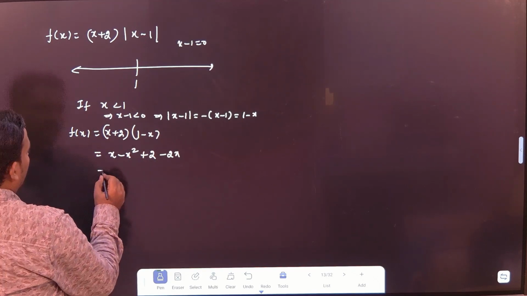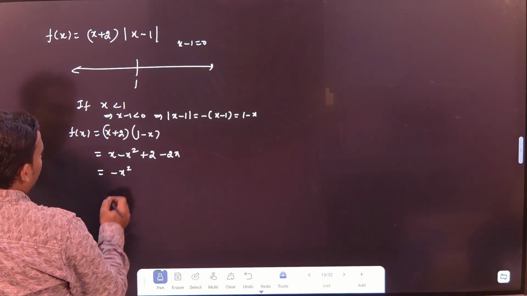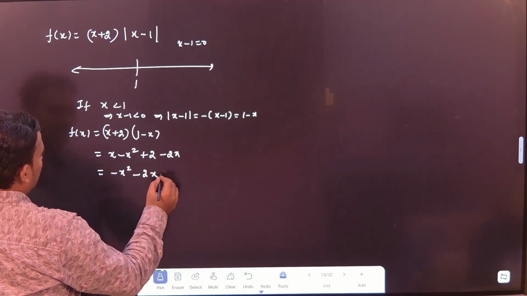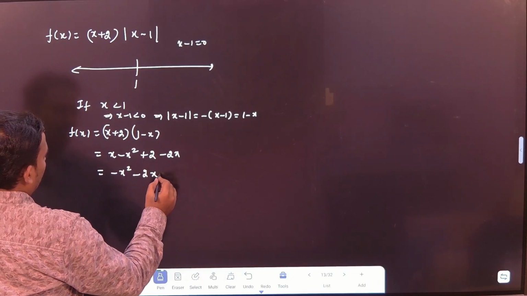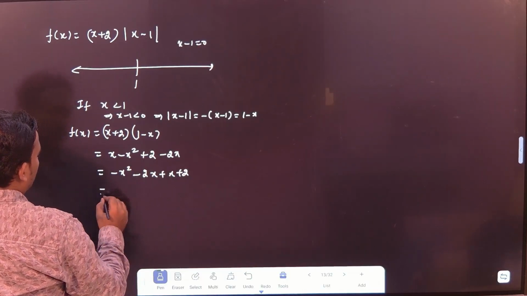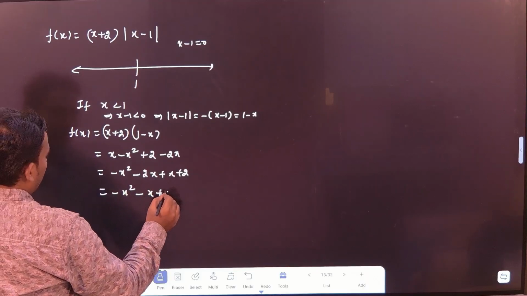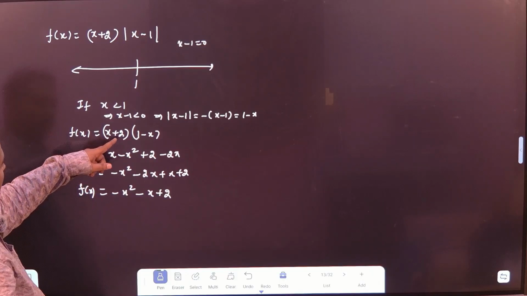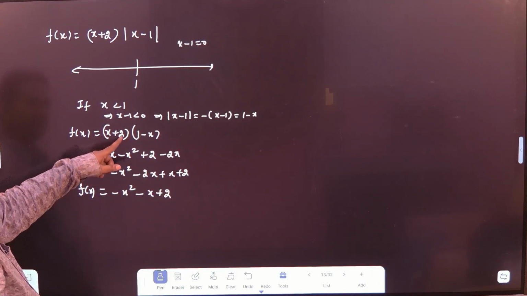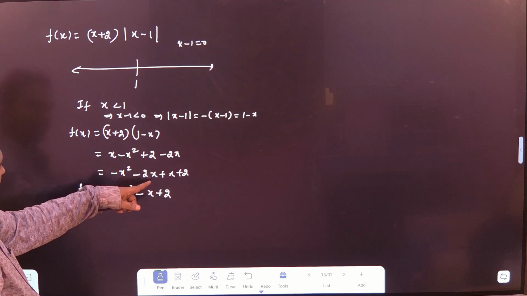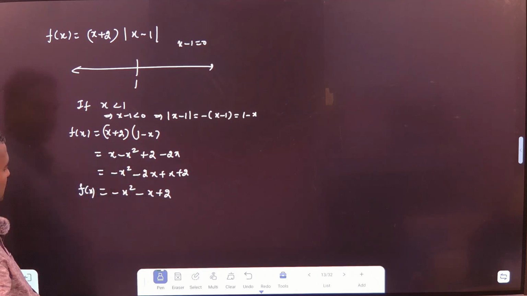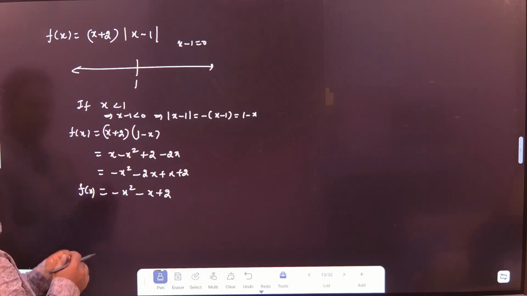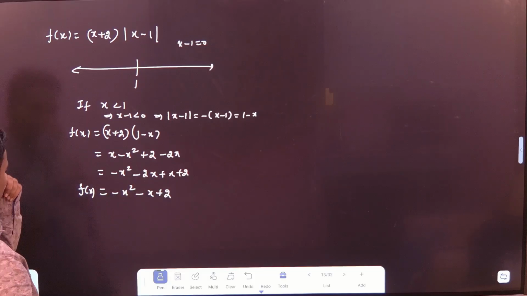Yes, good. Then you can see minus x square, minus 2x plus x plus 2 will be there. That means minus x square minus x plus 2. This is your f of x. Check it once: x minus x square plus 2 minus 2x. Minus x square, minus 2x plus x is what? Minus x, right? This is your f of x if x is less than 1.